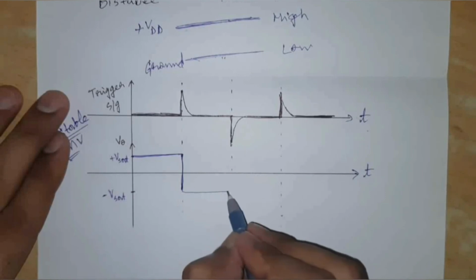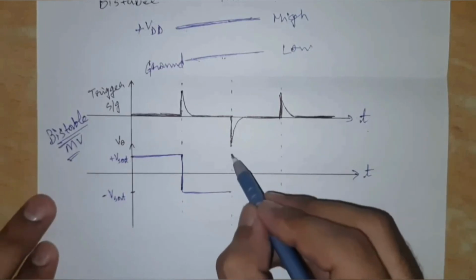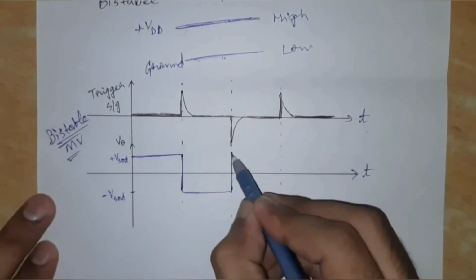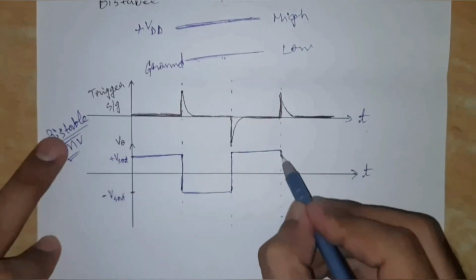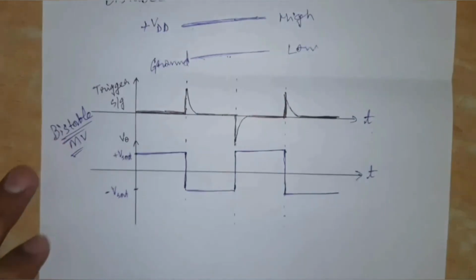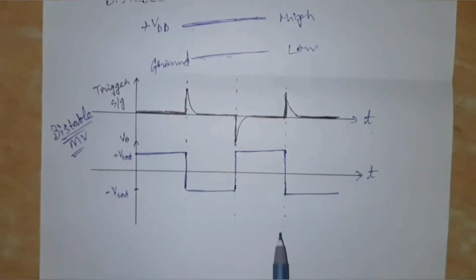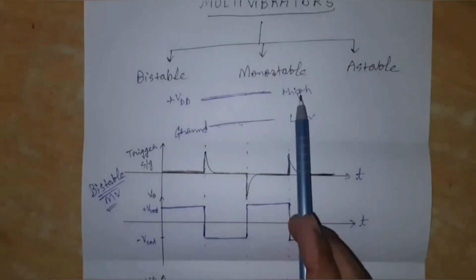Then it continues to stay in this stable state until another trigger signal is applied, and it again changes the state back to the first one. Again a trigger signal is applied, again it changes back to the second stable state, and this goes on. Bistable multivibrators are used to design flip-flops. Now we move on to the second multivibrator, that is monostable.